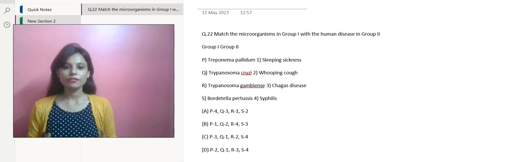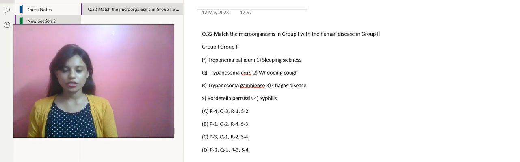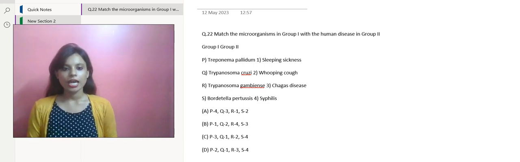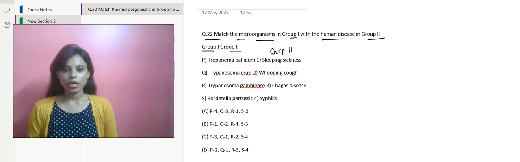We are going to solve a bunch of questions from the IIT JAM Biotechnology question paper of 2023. Let's start with question number 22. It says match the microorganisms in group 1 with the human disease in group 2. This is group 2 and this is group 1.